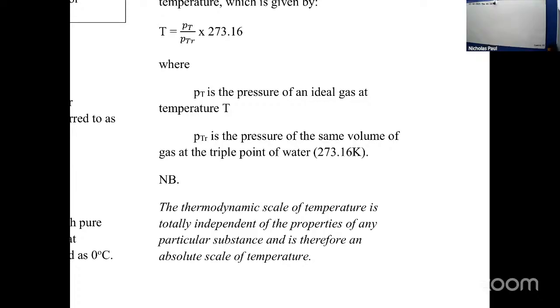That's simple. Just plug it in and work it out. Please use 273.16 earlier, go rounding off.